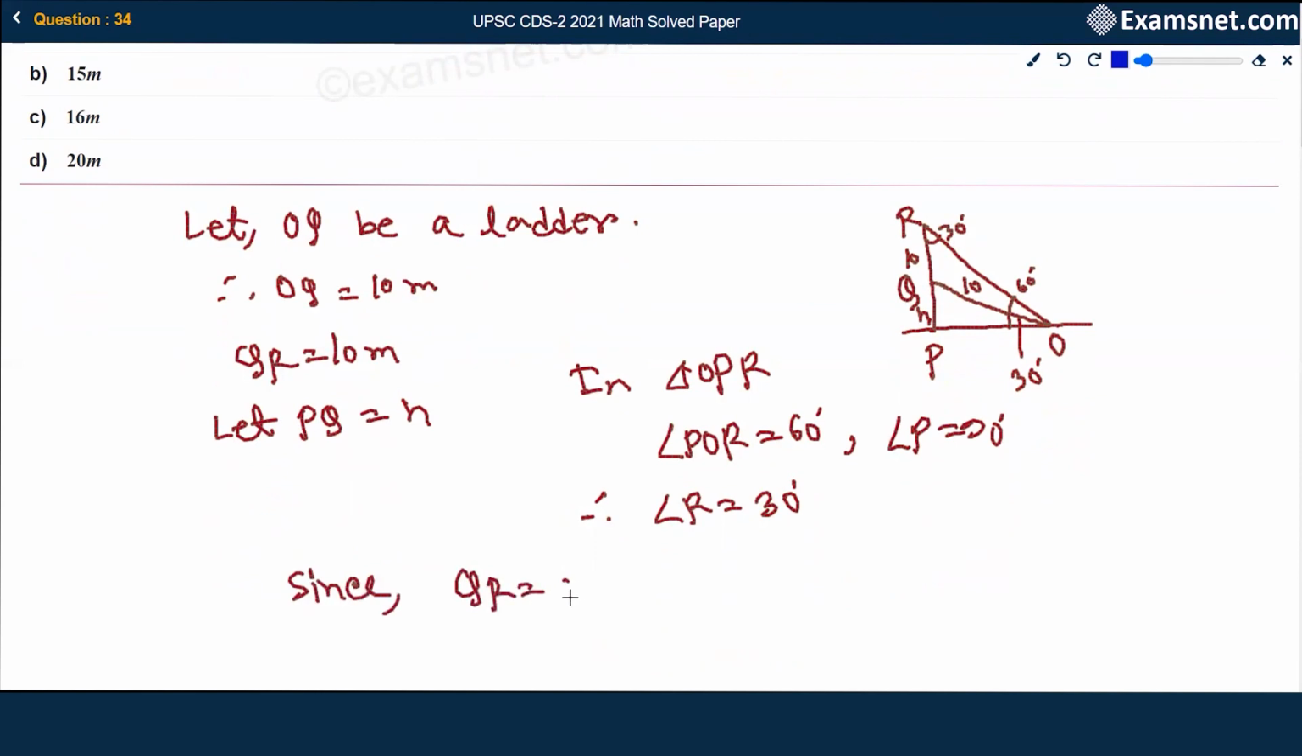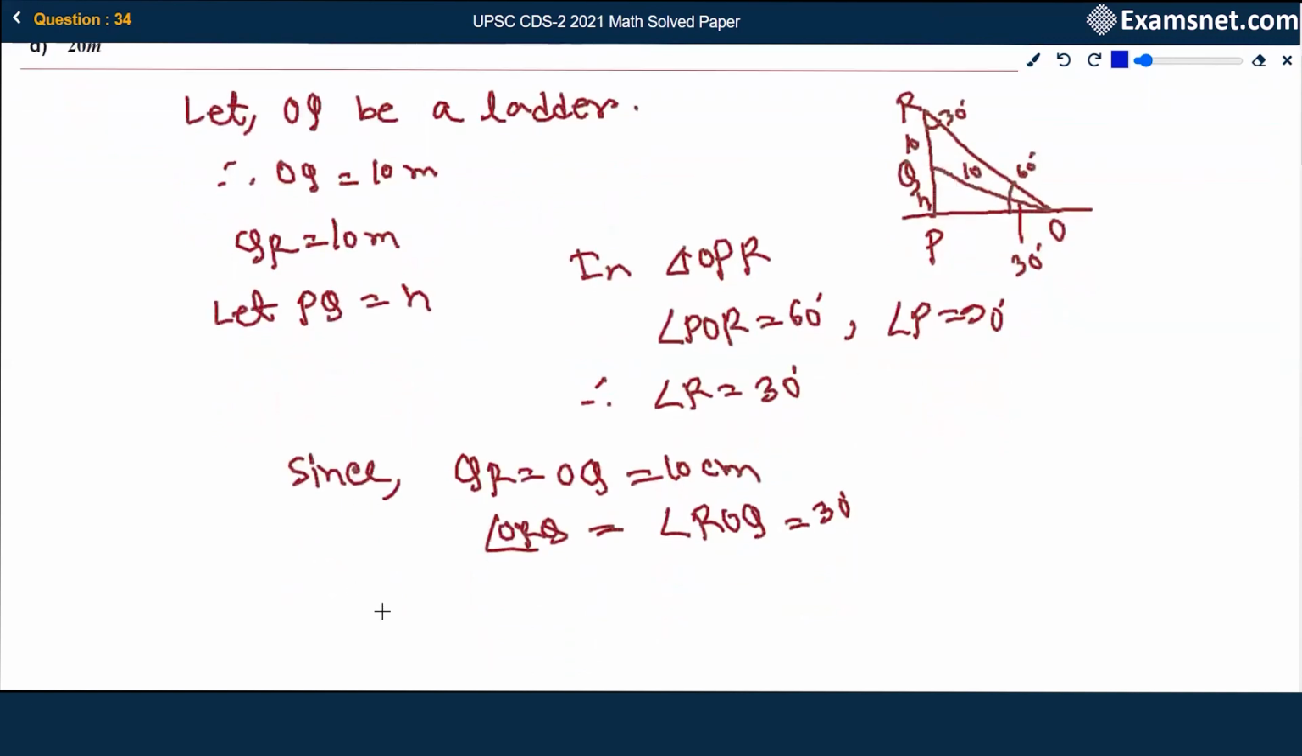Since QR and OQ are both equal, both are 10 meter, we can write that angles ORQ and ROQ, these two, are equal. So both of them will be 30 degrees. Let me write here 30 degrees.